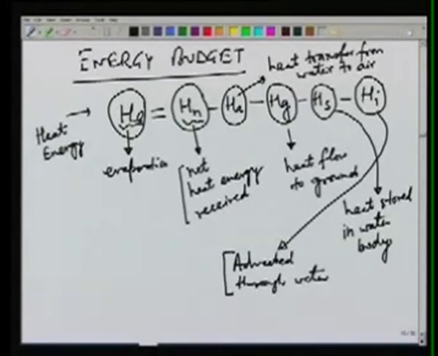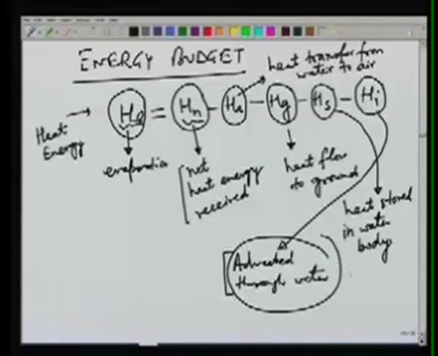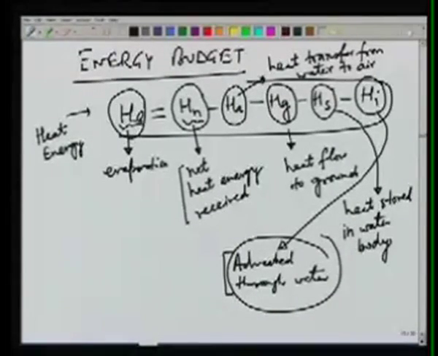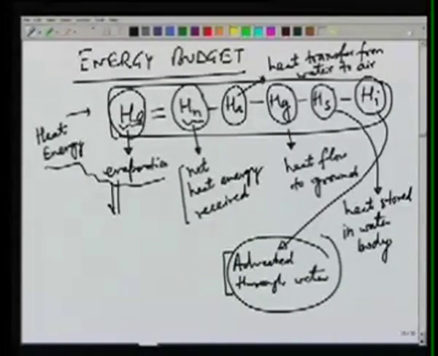So what it means is that there is some water which may be going out of the water body, and that will carry some heat energy. That will be the advected heat energy through water, and it goes out of the water body, and therefore has to be accounted for in the energy budget. So if we know all the quantities other than HE, we can obtain the value of HE, and the amount of heat energy used for evaporation can be used to obtain the lake evaporation.